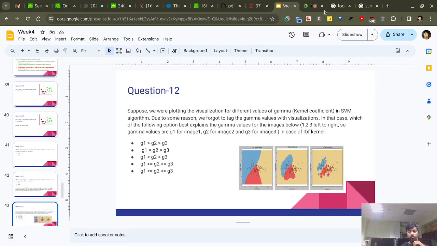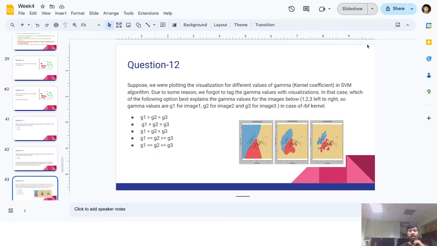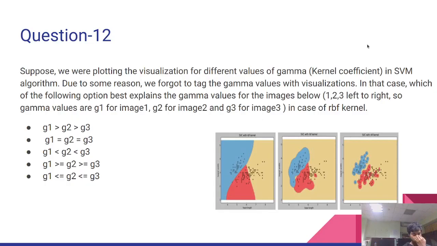Okay, this one is a little bit complicated to look at, but not really hard. You are plotting visualizations for different values of gamma, which is a kernel coefficient, and for some reason you forgot to tag which one is which. So you have these three, and you don't know which gamma value is which, which one is greater than which. What can you say? Where is the gamma value highest and where is the gamma value lowest?